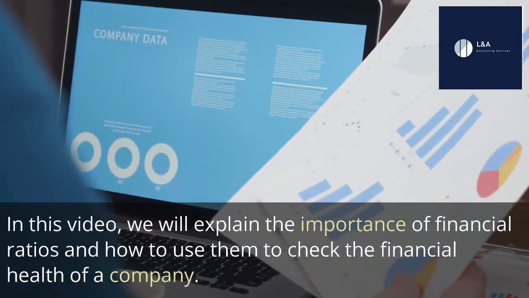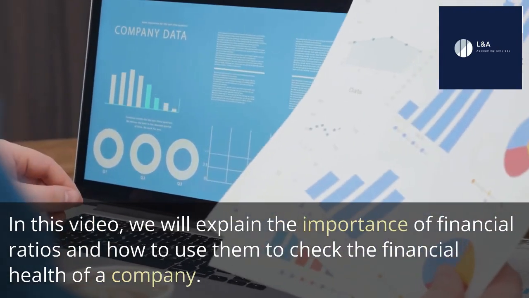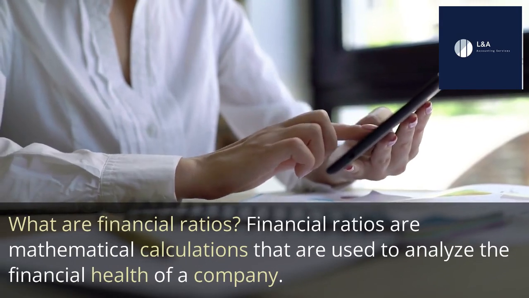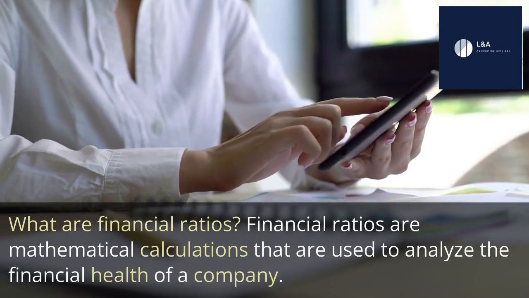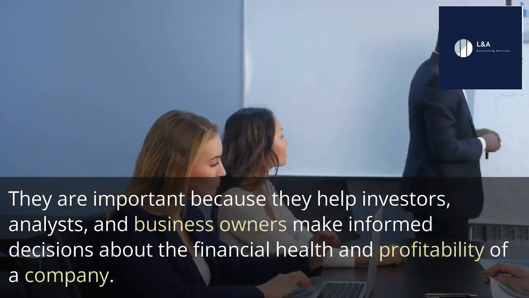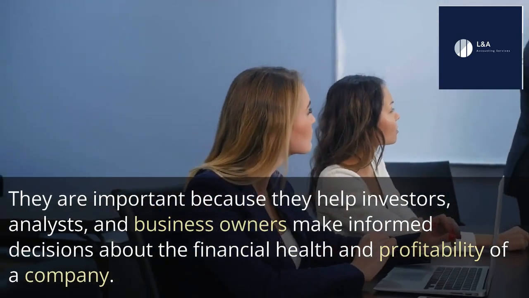In this video, we will explain the importance of financial ratios and how to use them to check the financial health of a company. What are financial ratios? Financial ratios are mathematical calculations that are used to analyze the financial health of a company. They are important because they help investors, analysts, and business owners make informed decisions about the financial health and profitability of a company.